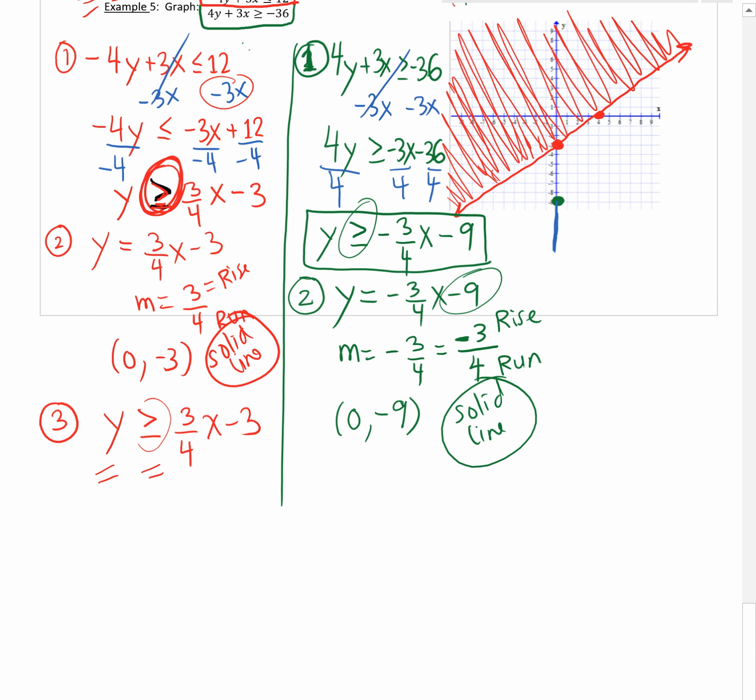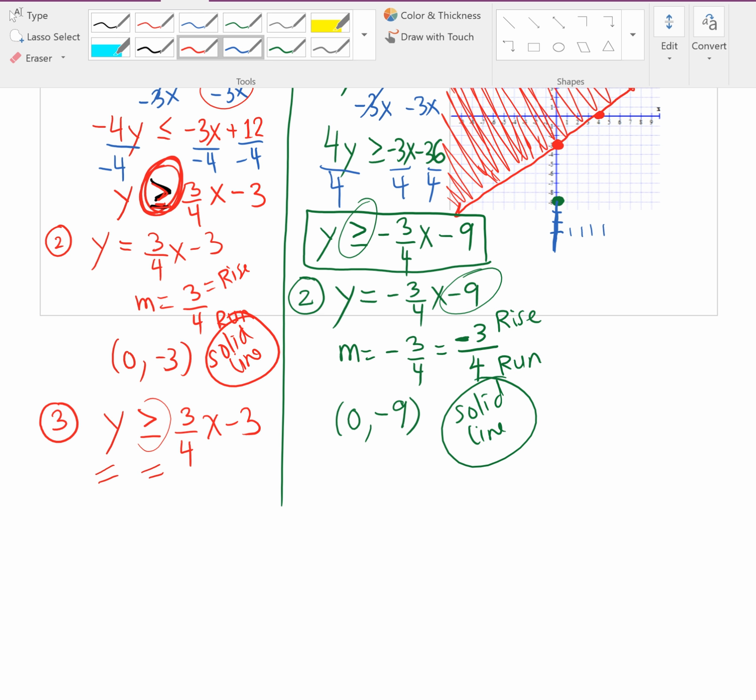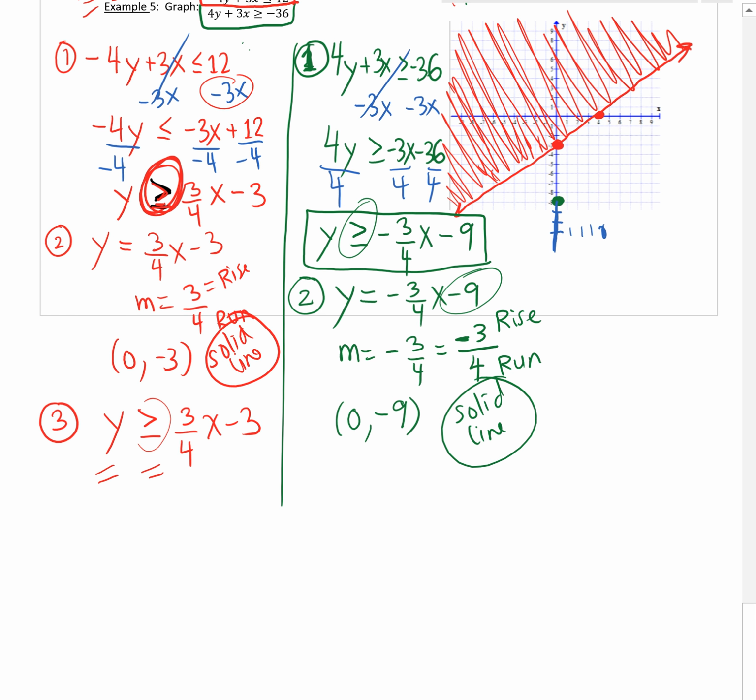I have to go down 3. Okay, so I'm going to count 1, 2, 3. There it is. And then we're running 4, but that's positive 4. So I'll be going to the right. 1, 2, 3, 4. Right about there. Let me plot my other point. There he is. Oops, I want a green. Hello. There it is. Looks good. And then we'll connect those dots, and it's solid, so I don't have to worry about making it dashed.